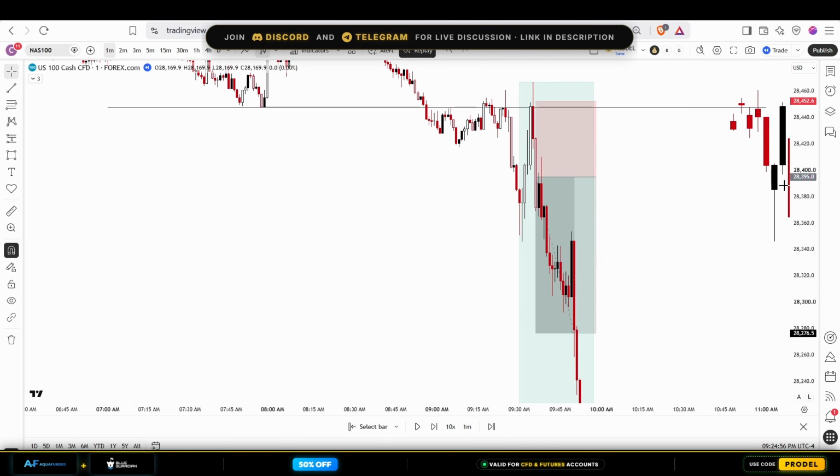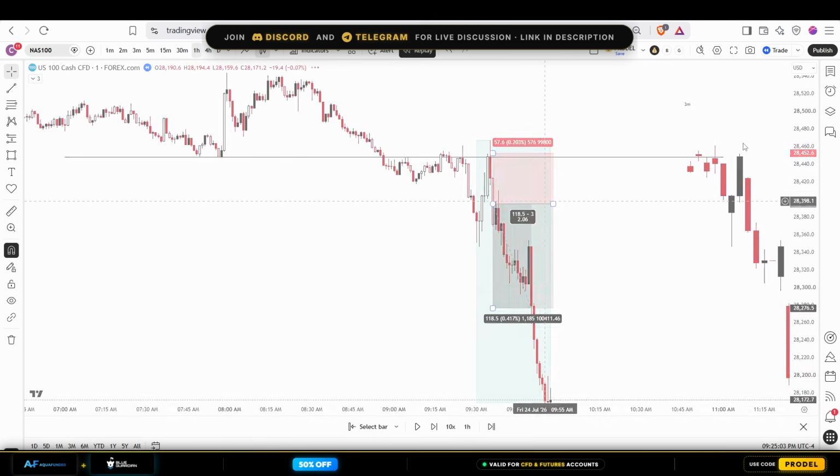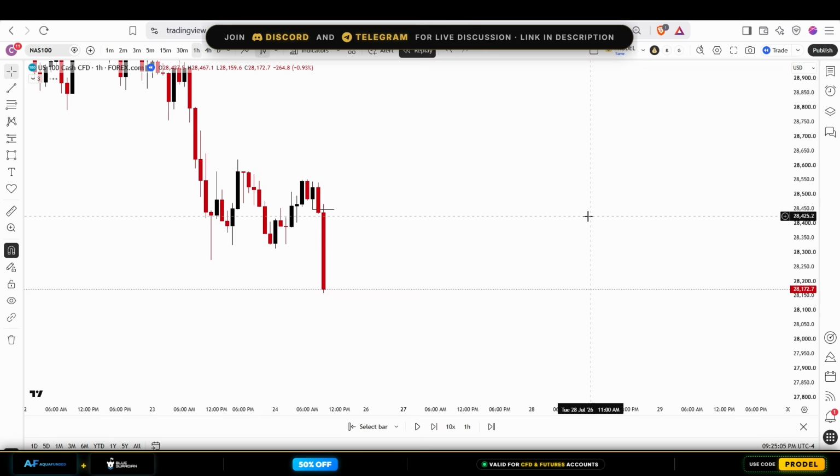Yeah, this is the exact setup you can use every day. You can get 1 to 2 trades every day. So yeah, this is the scalping strategy you can use.